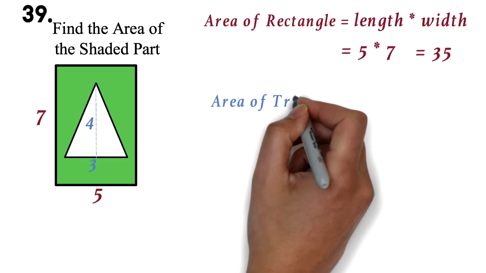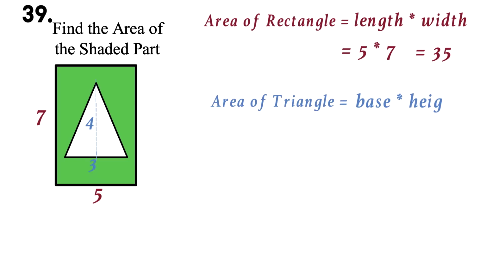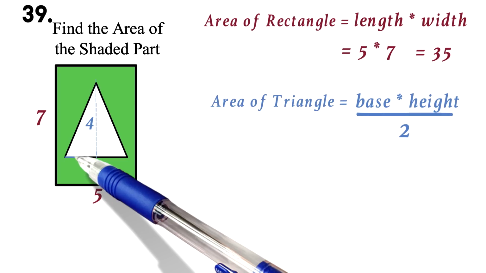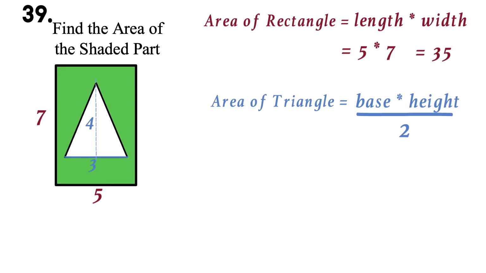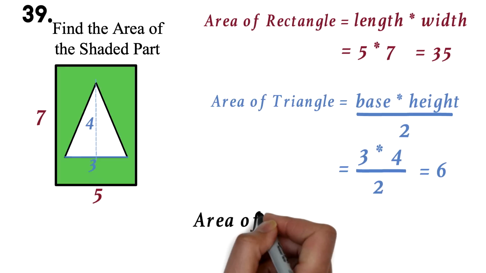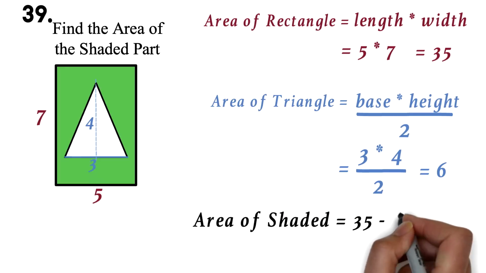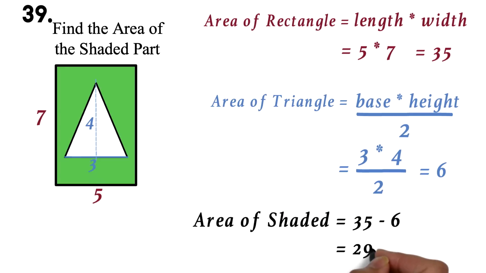Next, we find the area of the triangle. We know that it's the base times the height over 2. The base is 3 and the height is 4. We have 3 times 4 divided by 2. This will give us 6. So the area of the shaded portion will be 35 minus 6. This will be 29.